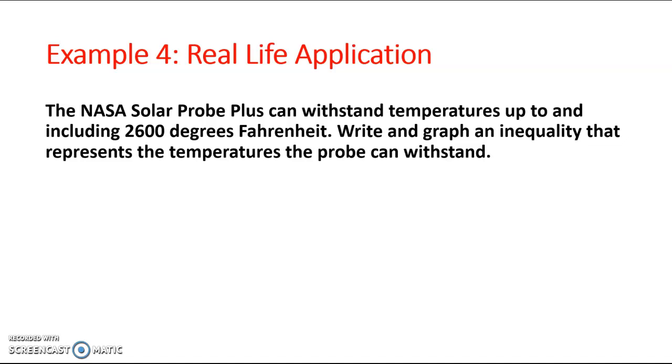All right, so what is this saying? The NASA solar probe can withstand temperatures up to and including 2,600 degrees. So the first part of the problem is saying that this probe cannot exceed 2,600 degrees. If it's in temperatures above 2,600, it's going to start breaking down. So that's the max. That's the hottest it can go.